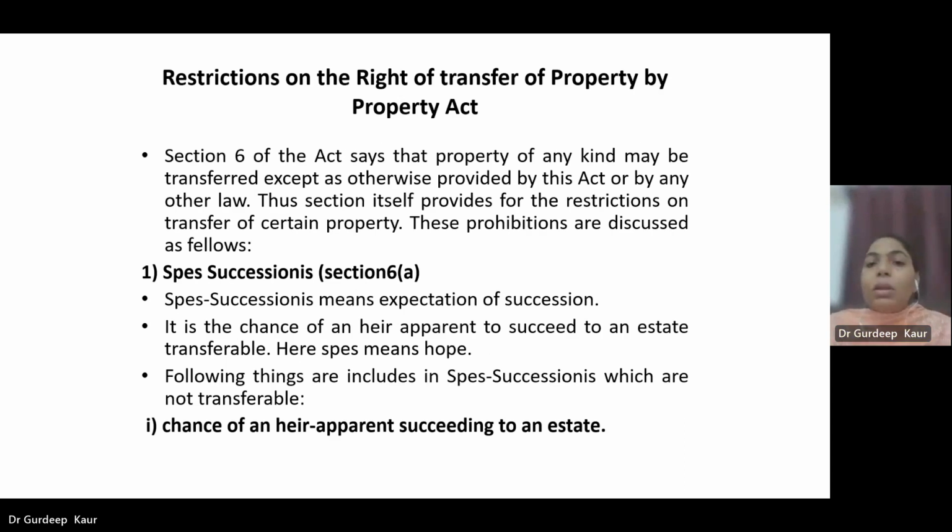Now, we discuss the restrictions on the right of transfer of property under the Property Act. Section 6 of the Act lays down the general rule that property of any kind may be transferred except as provided by this Act or by any other law. This section itself provides the restrictions on the transfer of certain properties, and in today's lecture, we will discuss these restrictions.